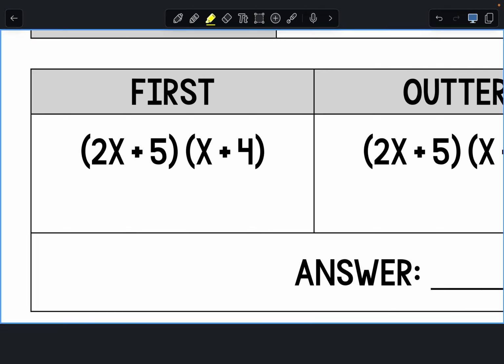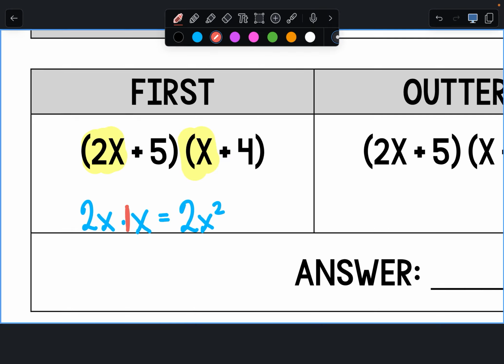The F in FOIL stands for first, meaning the first term in each binomial. The first term in the first binomial is 2x. The first term in the second binomial is x. We multiply 2x times x, and that gets us what? 2x squared. Multiply. What do you mean how? It makes 100% sense. So let's be quiet and pay attention. 2 times 1 is 2. x times x is x squared. Okay?